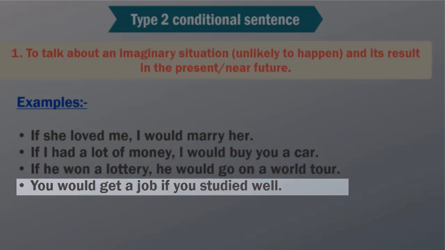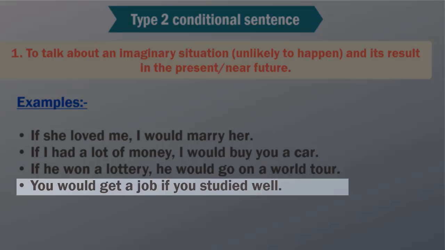You would get a job if you studied well. Now, I know you don't study well, and I know you are not going to get a job. I know this, I know you. You don't study, you just play video games all the time. So I know you don't study for a fact and you're not going to get a job, right? So I'm just imagining something that is absolutely contrary to the reality, right?